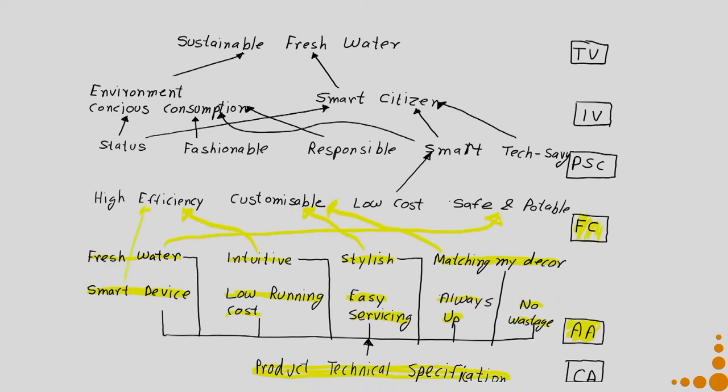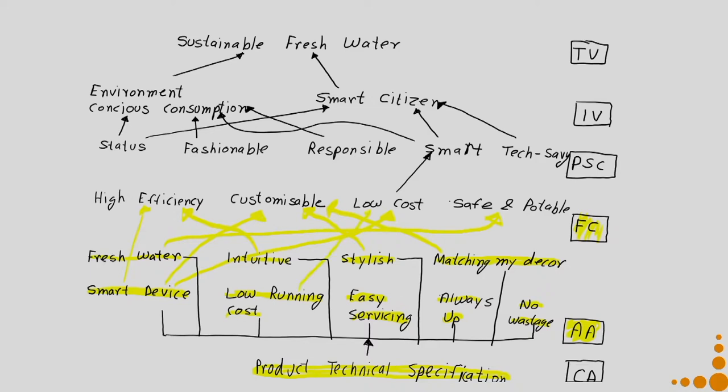Smart device can imply that it is highly efficient. It can also imply that it is low cost. As soon as I connect my smart device to low cost, in my product specification, I will have to have things so that because of the smartness, cost reduces. I can also connect my smart device to say customizability, because it's smart, that's why it is customizable. Then it has certain other implications on the product specification.